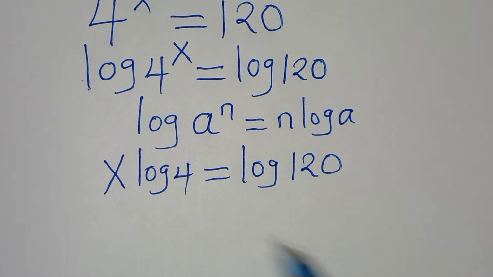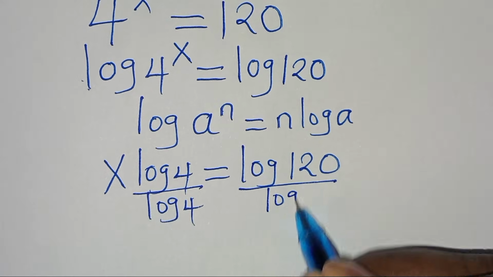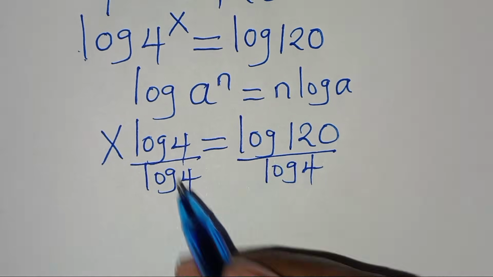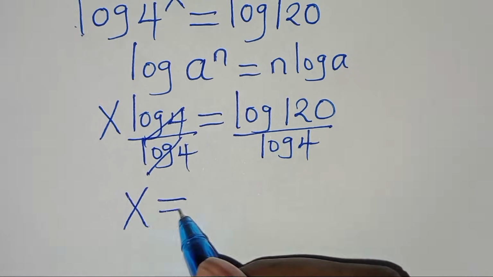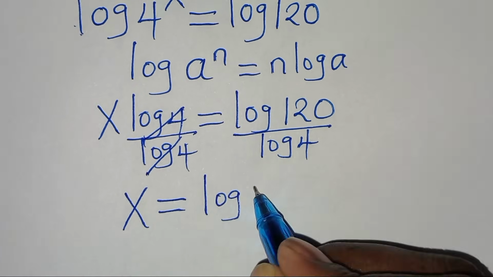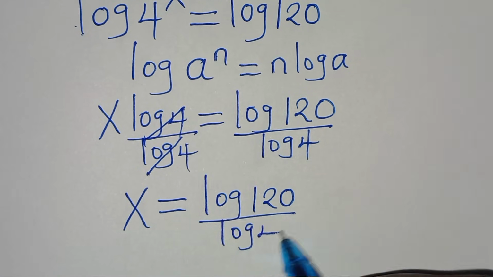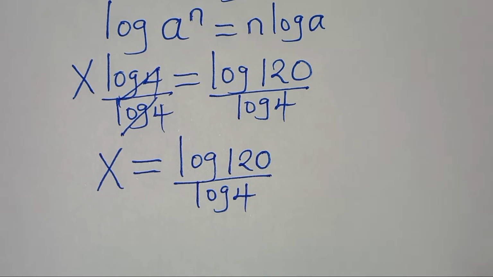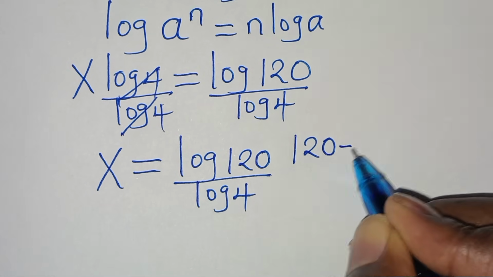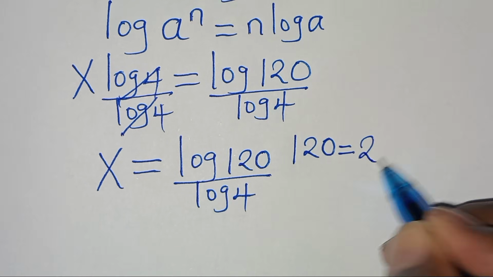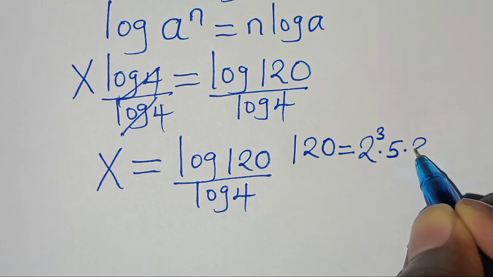So let's divide both sides by log 4, so that we can simplify log 4 and log 4 here. And that implies that x is equal to log 120 divided by log 4. So this implies that 120 can be expressed as 2 to the power of 3 times 5 times 3.